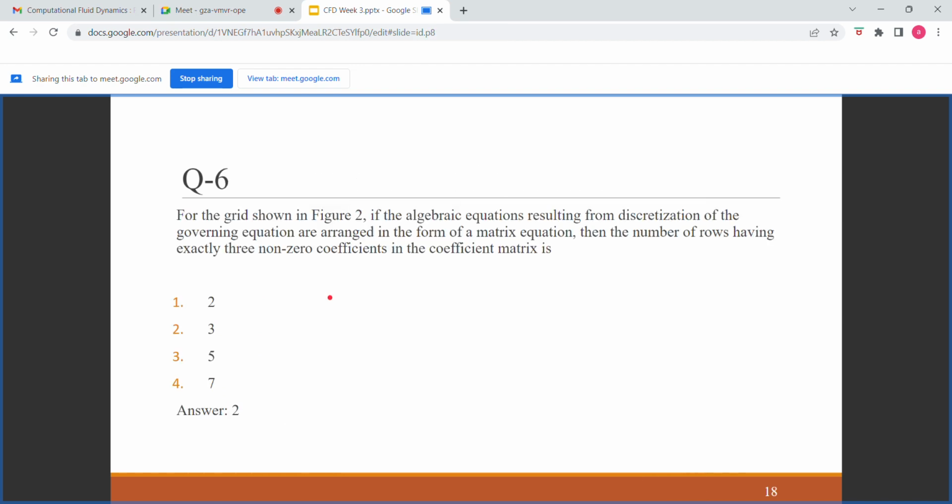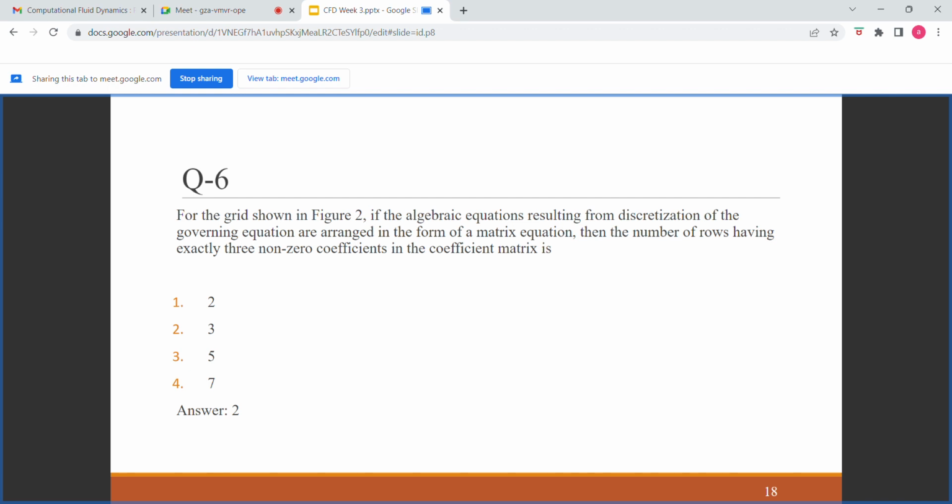In question 6, it is asked that for the grid shown in figure 2, if the algebraic equations resulting from the discretization of the governing equations are arranged in the form of a matrix equation, then the number of rows having exactly 3 non-zero coefficients in the coefficient matrix is.